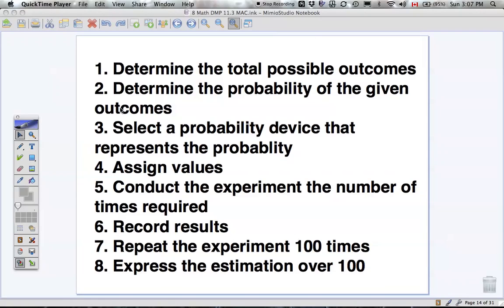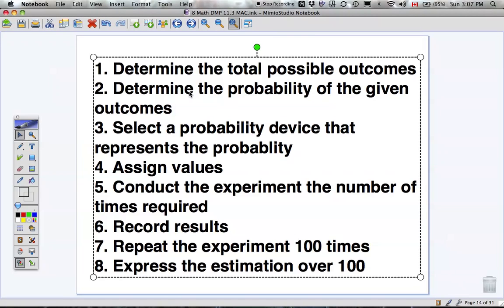Hey, grade 8s, this is remedial lesson 11.3. This is simulations, probability. So we're going to run through all of the steps required to create a simulation. The most important thing to remember is that we're describing a simulation. It's not like we're actually running through it ourselves. We're actually describing the process of doing it.